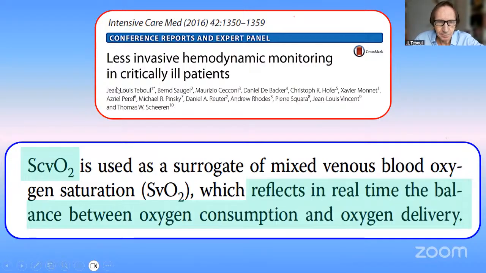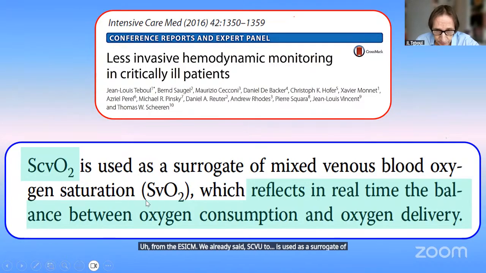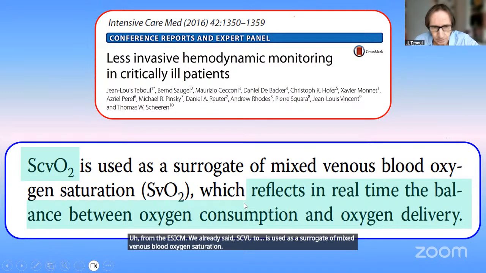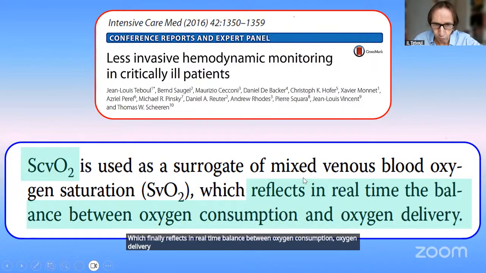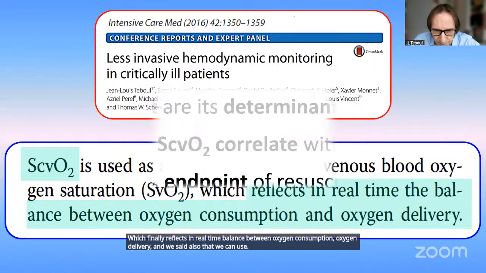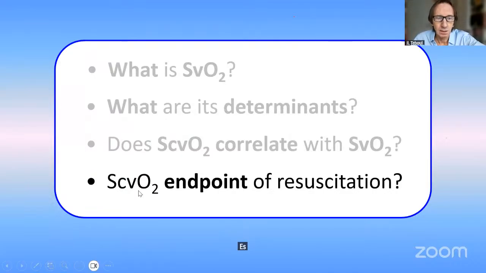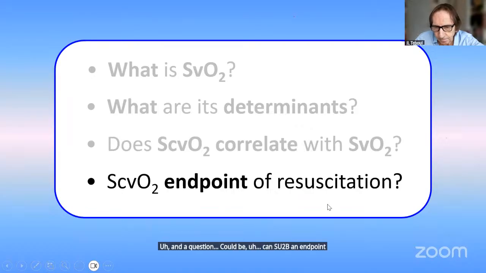And in this expert panel paper from the ESICM, published 10 years ago now, we already said ScvO2 is used as a surrogate of mixed venous blood oxygen saturation, which finally reflects in real time the balance between oxygen consumption and oxygen delivery. And we said also that we can use ScvO2. A question could be, can ScvO2 be an endpoint of resuscitation?